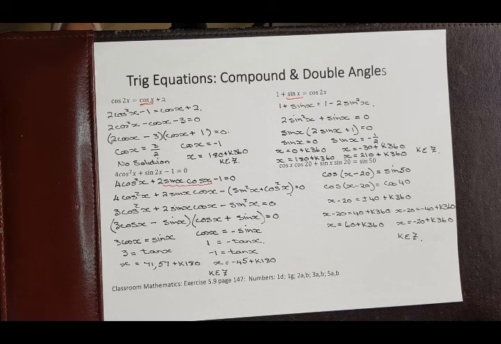So now we've really finished all the theory in terms of solving different kinds of trig equations, and we're now going to start working through exercise 5.9. Please will you do 1D, 1G, 2A, 2B, 3A and B, and 5A and B. Thanks.